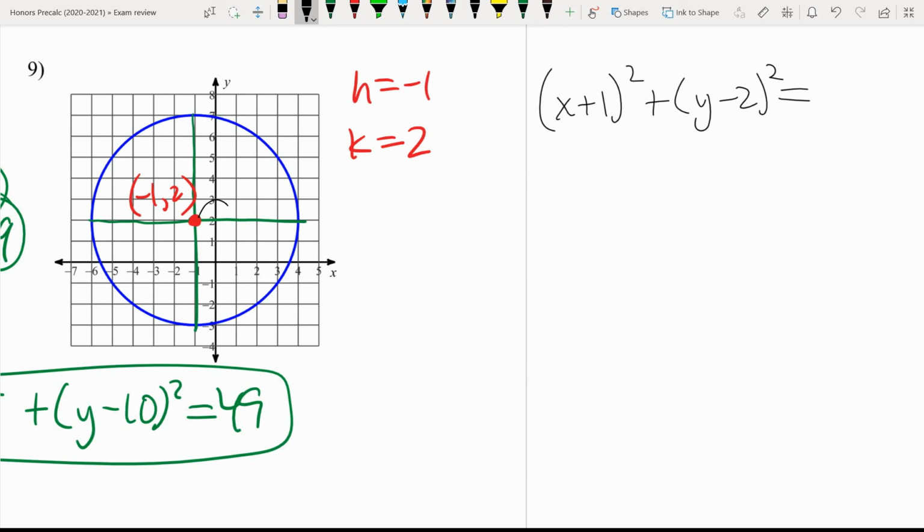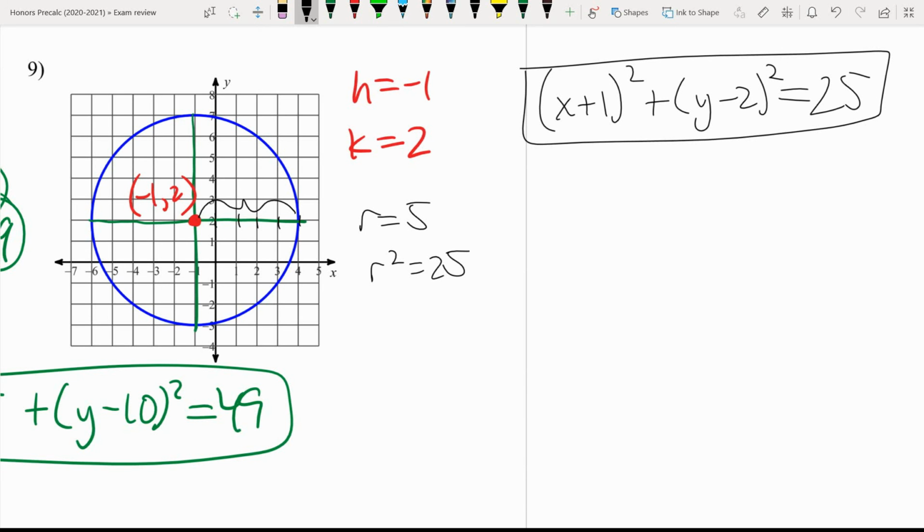Well, let's look at our radius. Looks like we're going out, what, 1, 2, 3, 4, 5. r equals 5, so r squared equals 25. There we go. That's pretty much it.